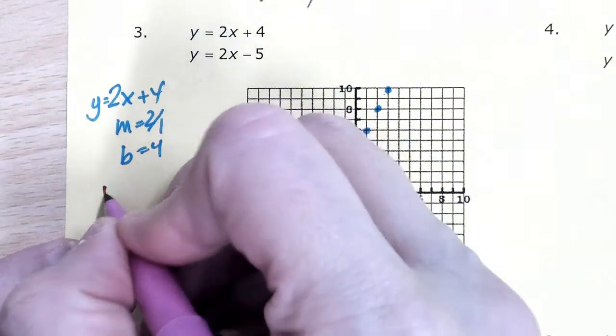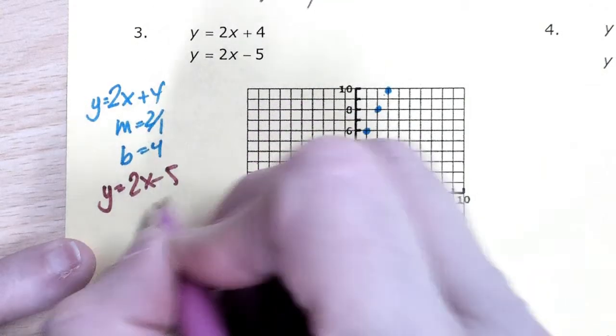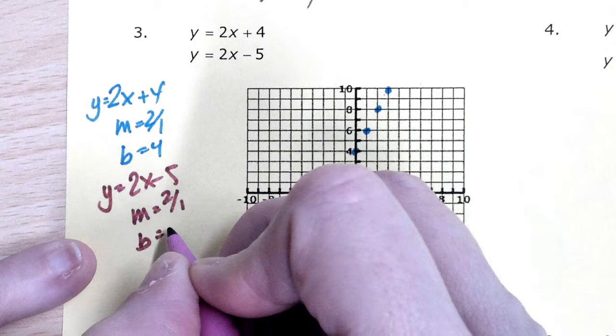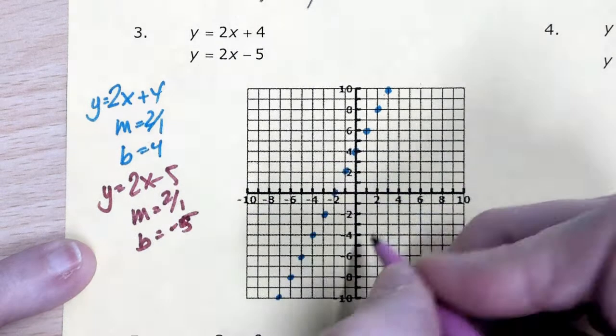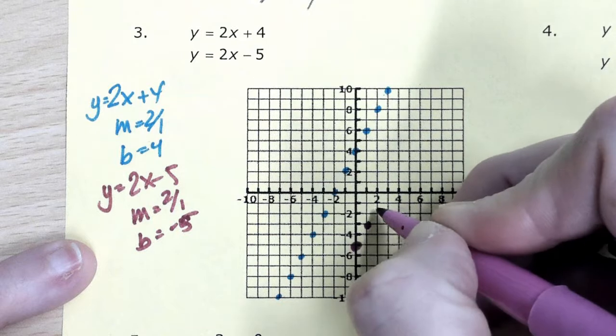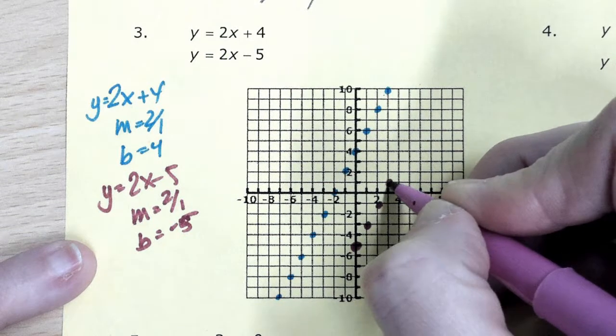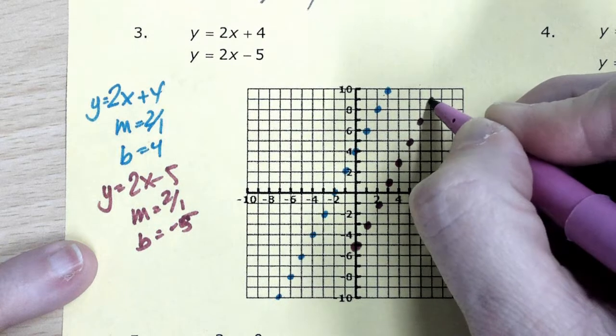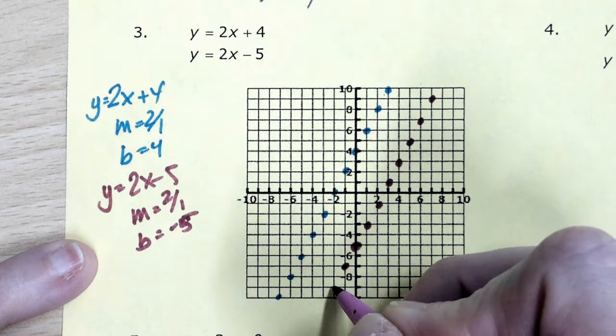Okay, next one. y equals 2x minus 5. My slope is also 2 over 1. My y-intercept is negative 5. Okay, so I'm going to start with a point at negative 5. Rise 2, run 1. Rise 2, run 1. Okay, and then I go back the other direction.